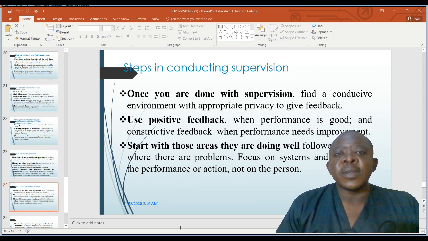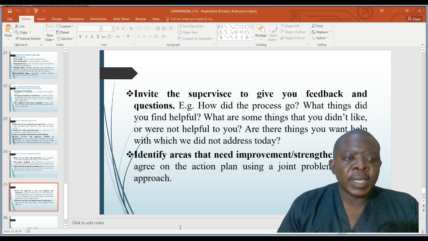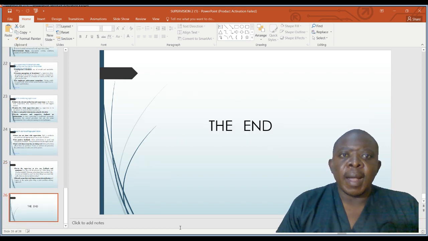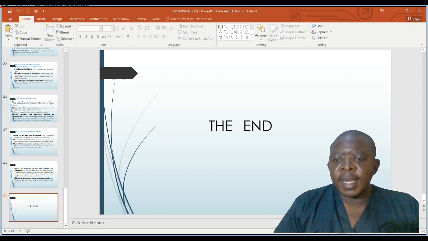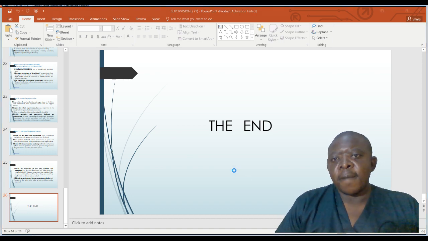Then we looked at the steps once you are done with the supervision: you can find a conducive environment and do the ABCs that are needed. That is how we discussed this, and then came to an end in discussing supervision as a topic in management.